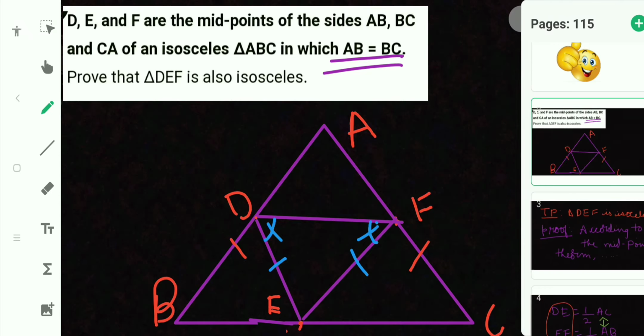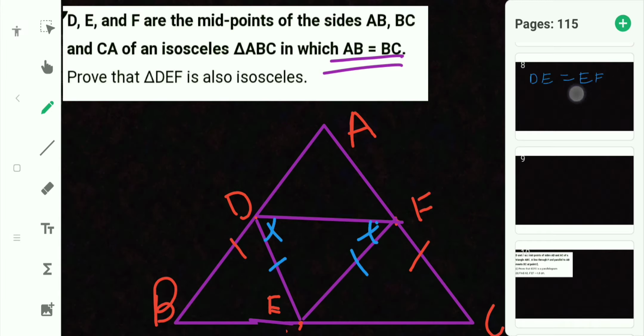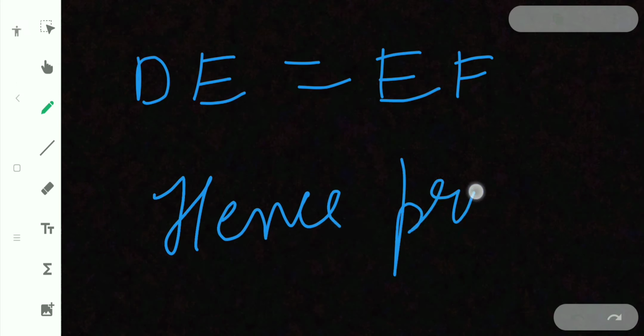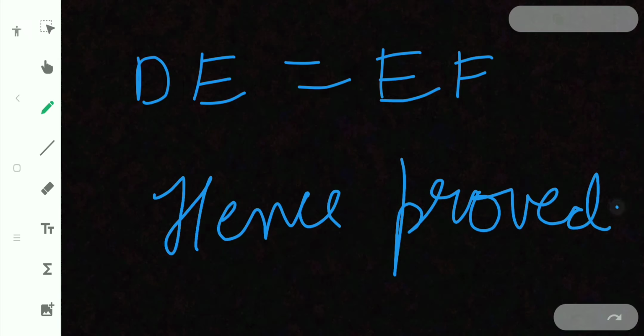Now let us move on to the next question. We have proved it. At last you can write hence proved. So now let us go into the next question.